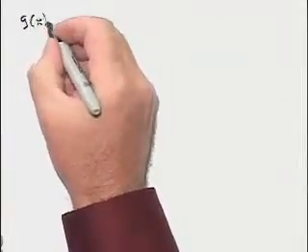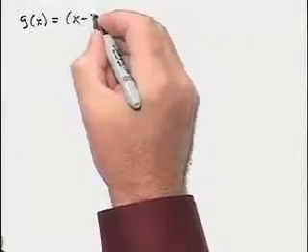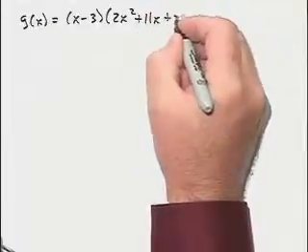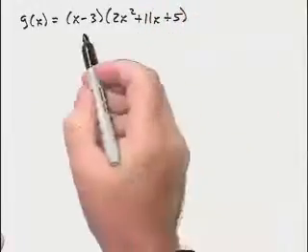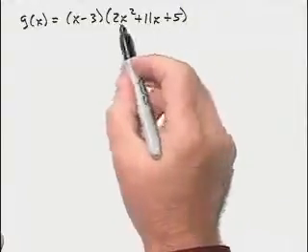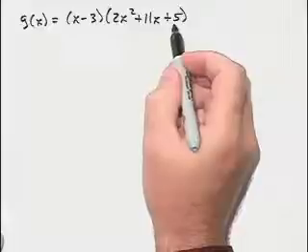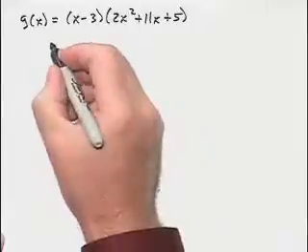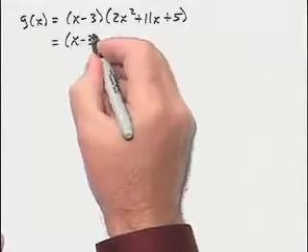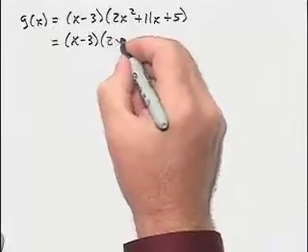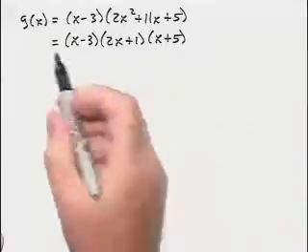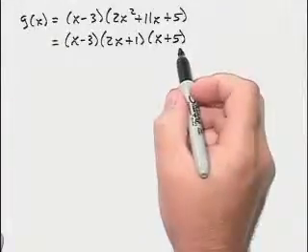What that allows us to do is rewrite g of x as the product of x minus 3 and 2x squared plus 11x plus 5. We only need to worry about factoring this reduced polynomial now, 2x squared plus 11x plus 5. This is a quadratic, so we could try to factor that. We get x minus 3 times 2x plus 1 times x plus 5. So here we have our function g of x in factored form.